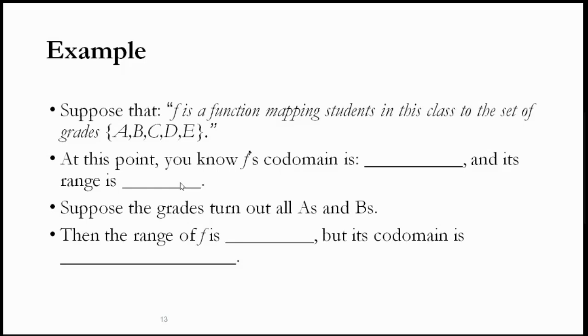And its range is what all the students got. If there is no failure in this class, then E will not come. And if all the students have performed very well, then you may get A and B only. So here the codomain is A, B, C, D, E, and its range is unknown. Currently you have not passed this course, so it is unknown. Once you clear this course, obviously you will come to know what the range is.